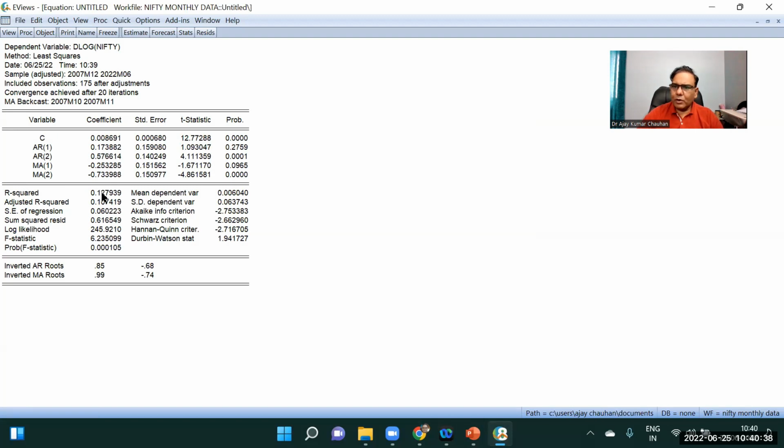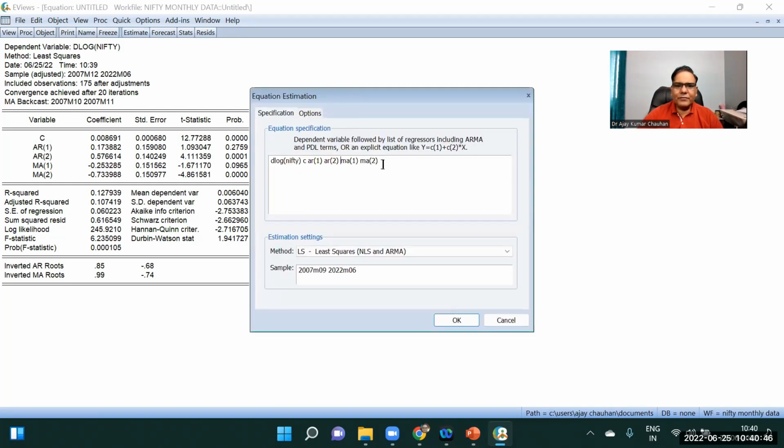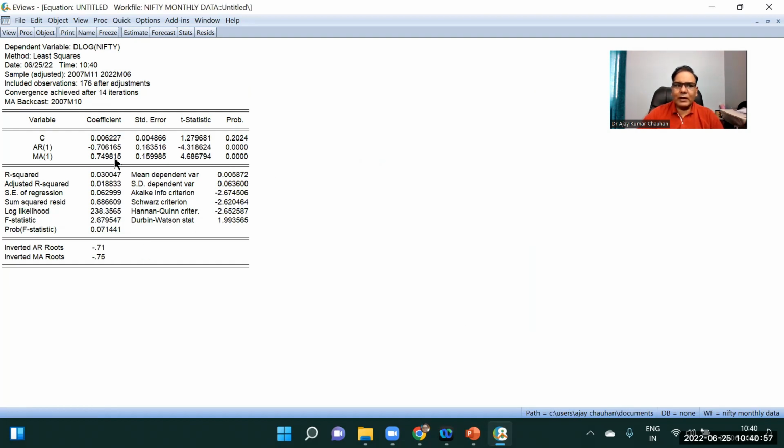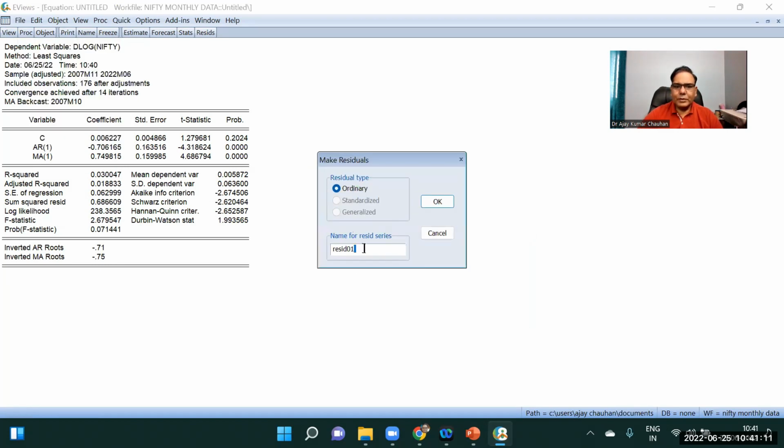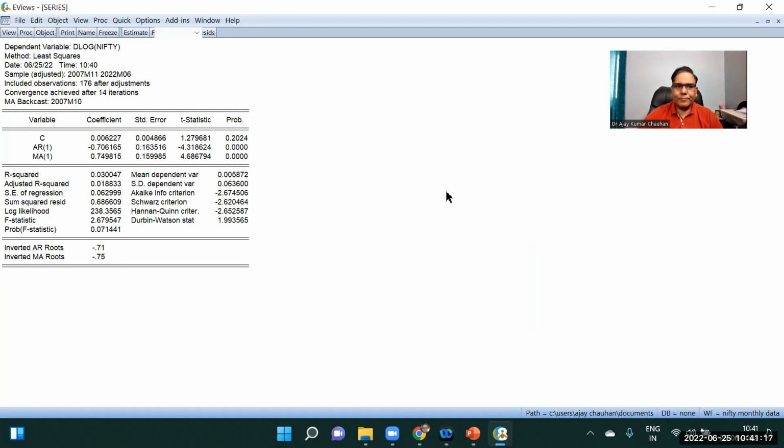And one more thing, whenever you run any model, let's say I started with MA2, AR1, MA1, I have to see one more thing: how the error term of it is looking. So I am developing the residual. This is the residual of model 1. And I will plot the correlogram of the residual.